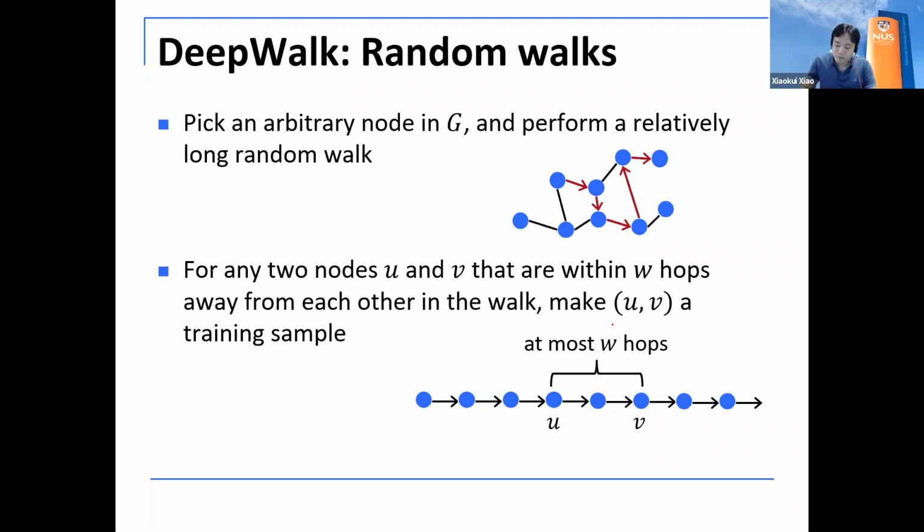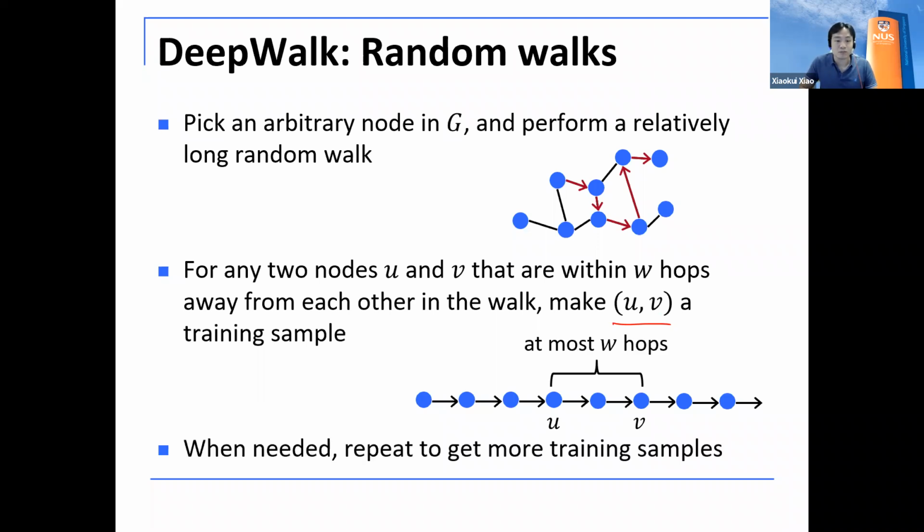So for each such pair of nodes u and v, DeepWalk is going to use it as a training sample. So it's going to train the embeddings in such a way that the inner product of the embeddings of u and v would tend to be large. And during this training process, whenever DeepWalk needs more samples, you just repeat this sampling of random walks and then identification of node pairs and so on and so forth.